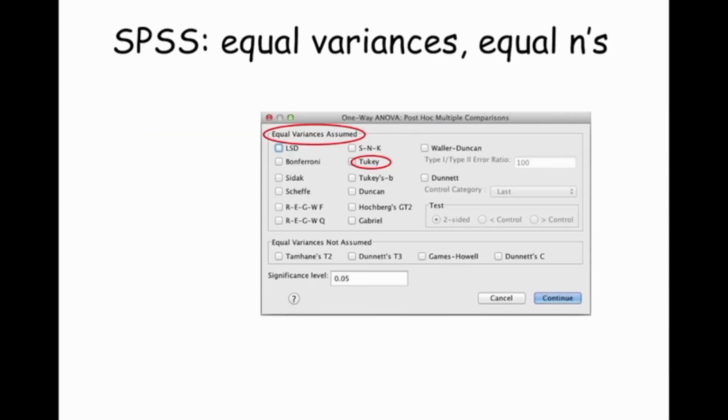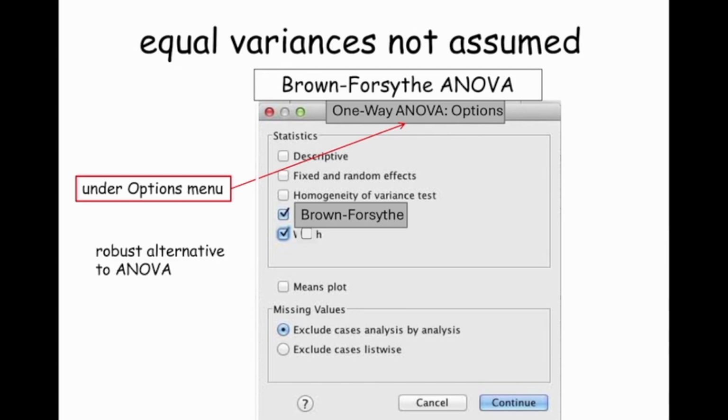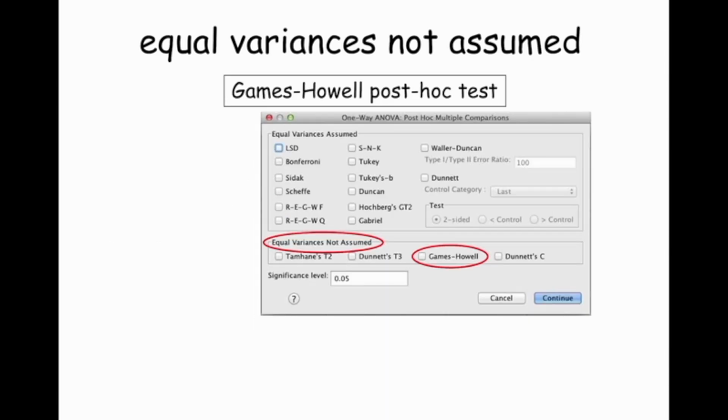You choose the appropriate post-hoc test from the ANOVA procedure's multiple comparisons window. Tukey HSD is listed simply as Tukey. You'll also see the Gabriel and Hochberg procedures listed here. When the equal variance assumption is not met, we select the Brown-Forsythe ANOVA procedure from the ANOVA options menu, followed by the Games-Howell post-hoc test.